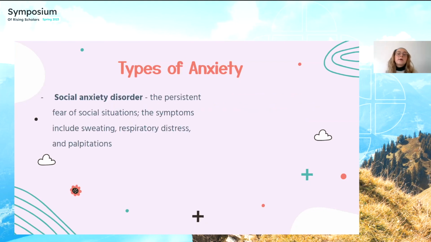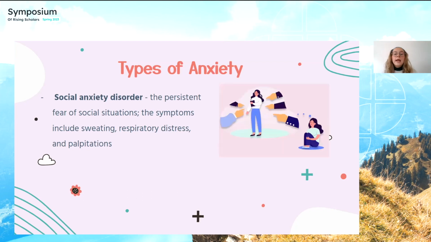The second anxiety disorder that I focused on is social anxiety disorder. And this can be characterized as the persistent fear of social situations. And some of the symptoms include sweating, respiratory distress, and palpitations. And those symptoms occur when the child is put in a situation when they have to interact with others or they have to speak in front of a larger group.